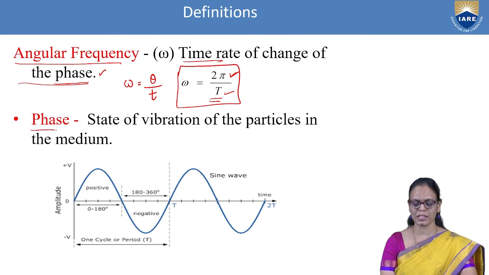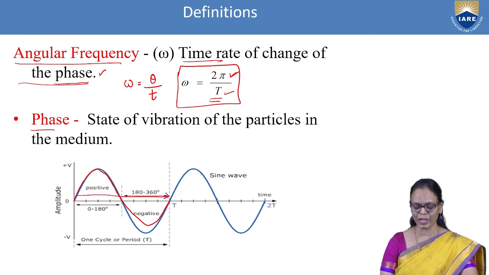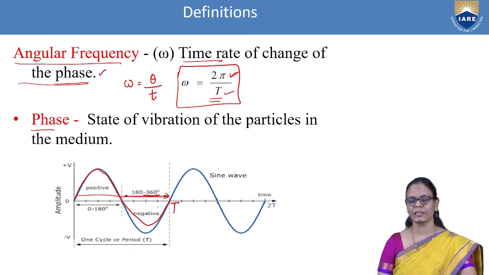So phase is the state of vibration of the particle. So here, what is angular frequency? By the time the particle completes one vibration, what is the angle through which it is moving? 360 degrees. What is the time it takes? T, the time period. So we are writing 2 pi upon T.